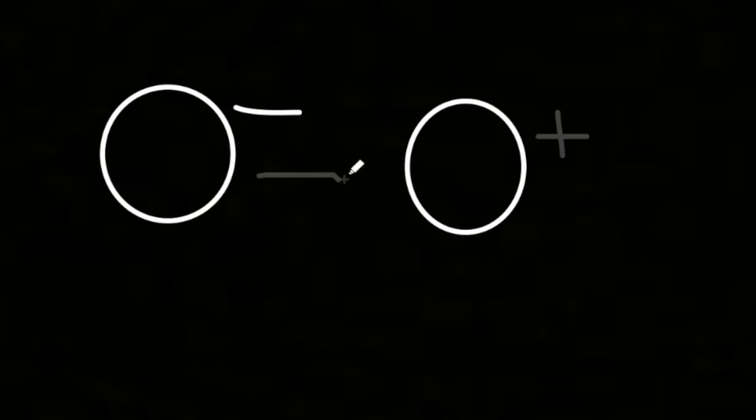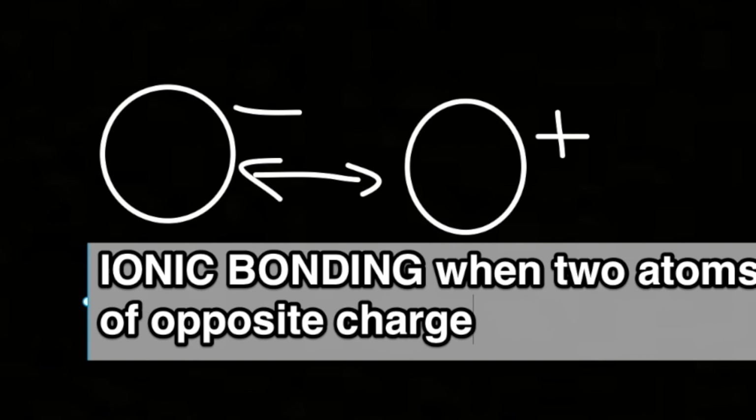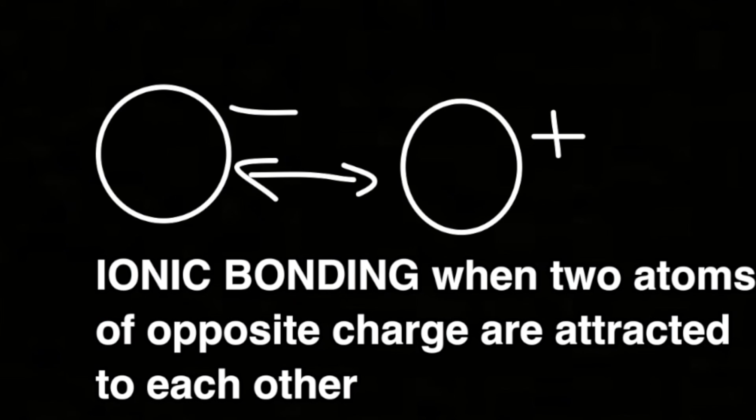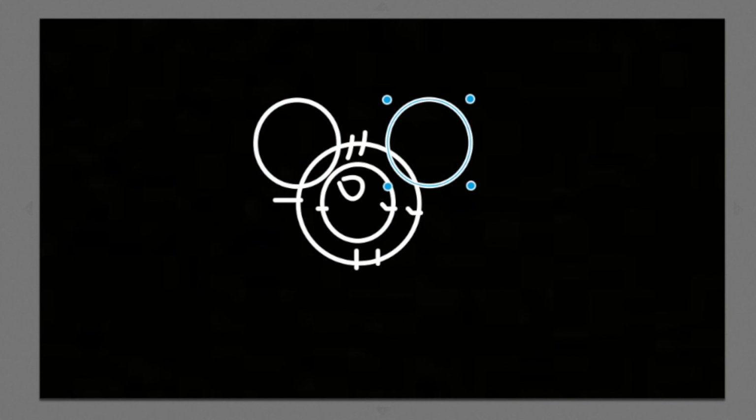There are 2 kinds of bonding, ionic bonding and covalent bonding. Ionic bonding is when 2 ions of opposite charge are attracted to each other. Covalent bonding is when 2 or more atoms of nonmetallic elements bond together to complete the outer shell. The number of electrons required to fill the outer shell determines how many covalent bonds an atom can form.